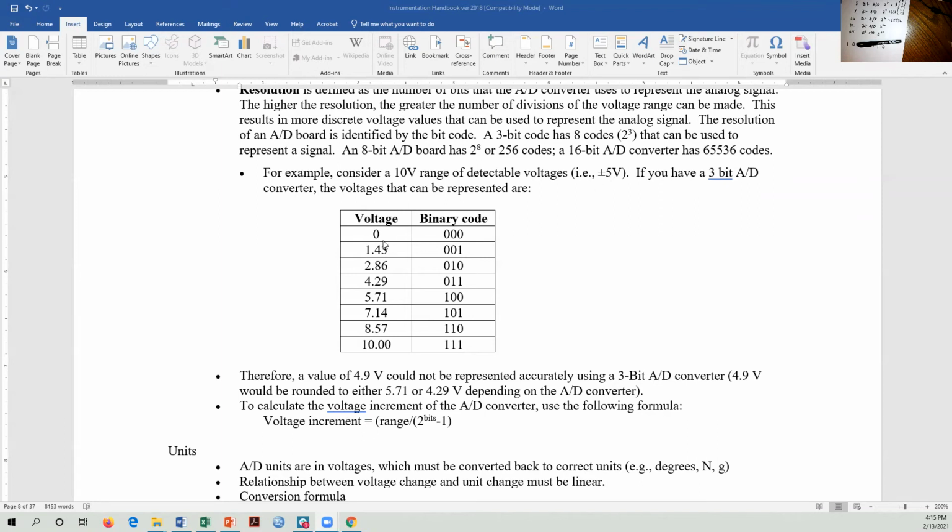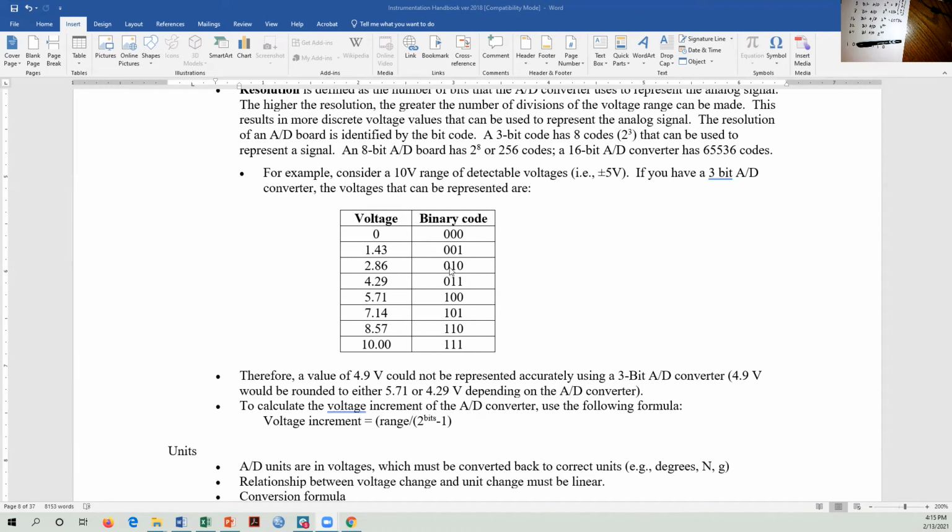So now if I have a 3-bit A to D board, what that means is I can divide that voltage up into 8 evenly spaced increments. And I just divided it by that. So I've got 0, 1.43, 2.86, all the way up to 10 volts. Those are the voltages. If the A to D board sees 1.43 volts, it's going to use the binary code 001 to represent that voltage. If it sees 2.86, it's going to use 010.